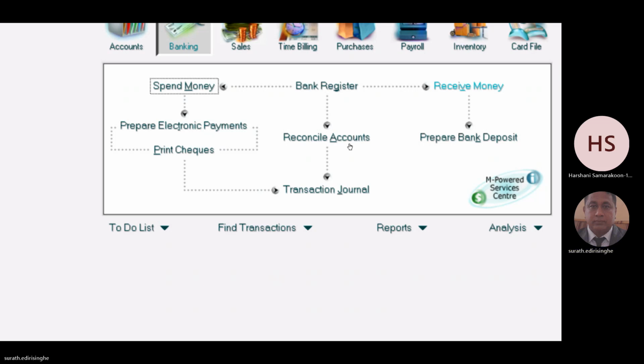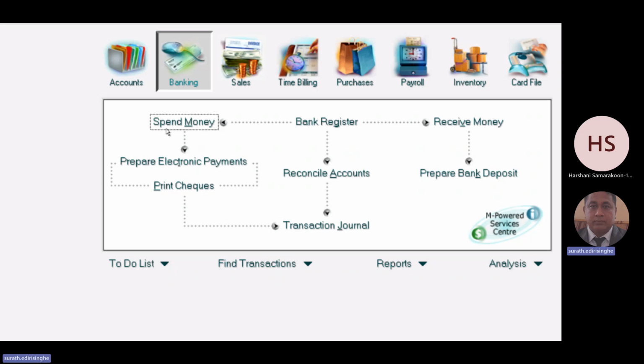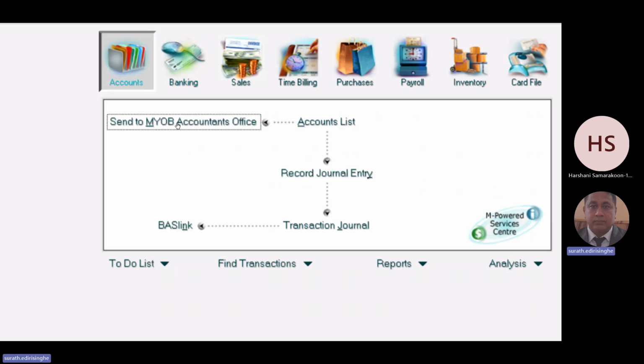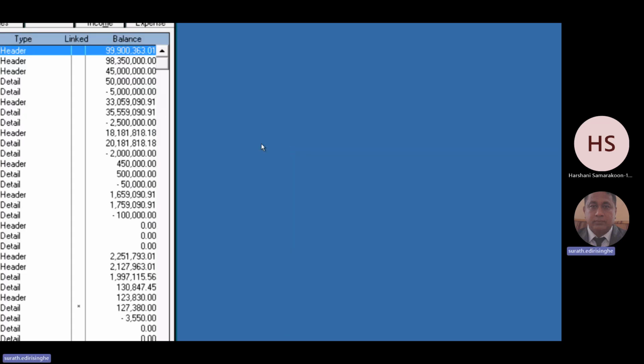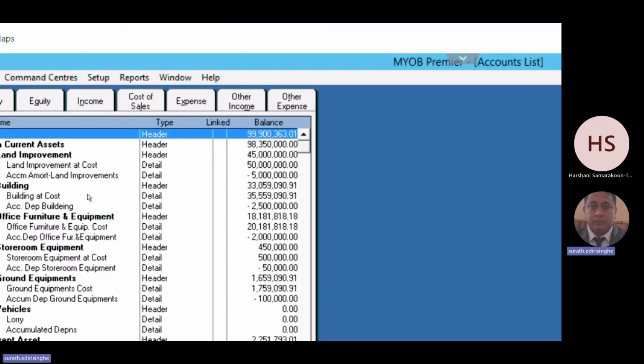Complete? So where do you start the transaction? Go to the accounting section, no? Is it correct? Accounting section, add the new account. What's the correct section? Yes. Not in the income, it's the other income.